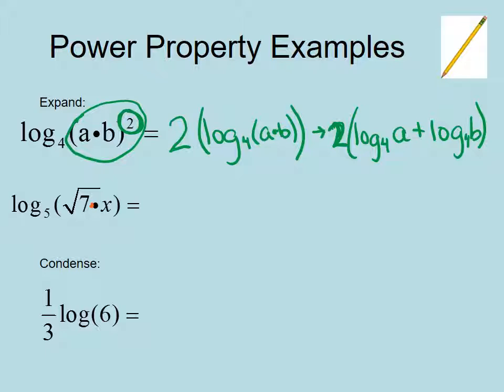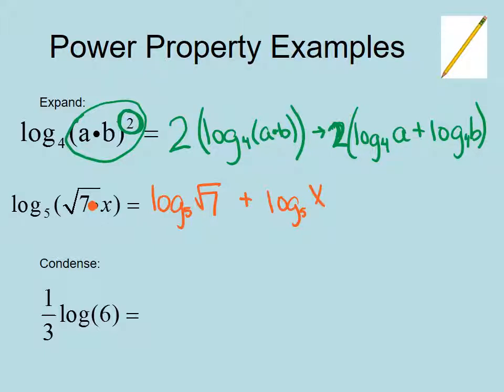Here we have multiplication. But notice I've got a square root. So that square root's currently just affecting the 7. So let's start off by expanding our multiplication. We have log base 5 of square root of 7 plus log base 5 of x.